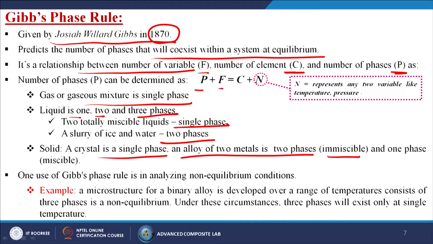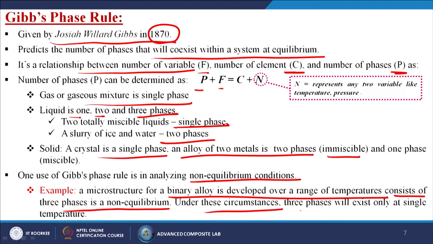One use of the Gibbs phase rule is in analyzing non-equilibrium conditions. What is the example? A microstructure for a binary alloy developed over a range of temperatures consists of 3 phases in non-equilibrium. Under these circumstances these 3 phases will exist only at a single temperature.